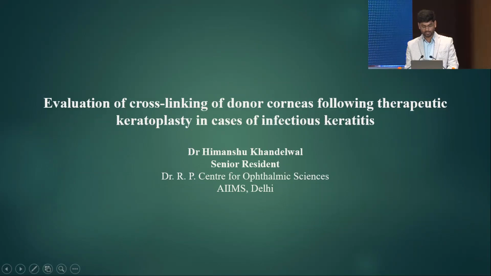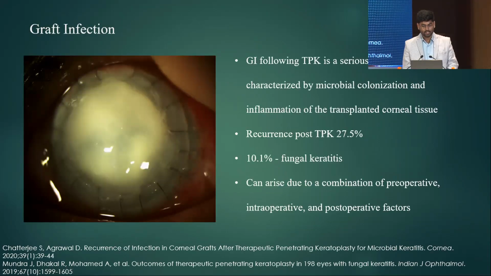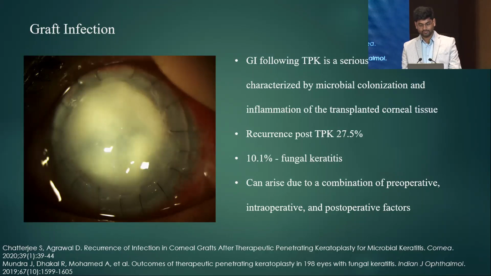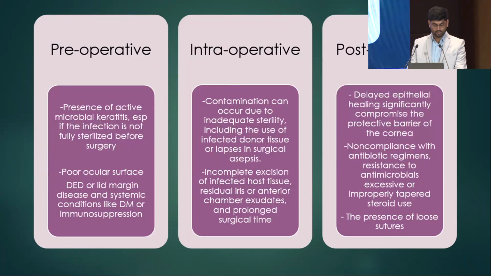Morning, everyone. So my topic of discussion is evaluation of cross-linking of donor corneas following therapeutic keratoplasty in cases of infectious keratitis. Graft infection following therapeutic PK is a serious post-op complication, characterized by microbial colonization and inflammation of the transplanted corneal tissue. Recurrence rate post-therapeutic PK is around 27.5%, and 10.1% in fungal keratitis.